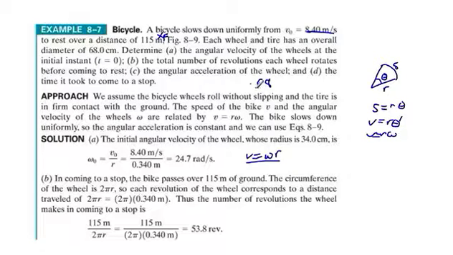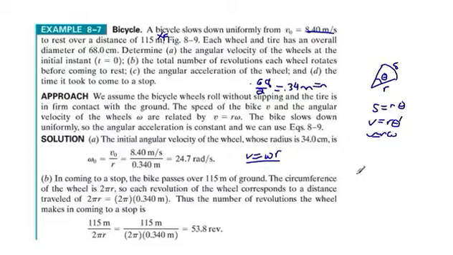0.68 divided by 2 is going to be 0.34 meters for the radius here. Okay? Part B said calculate the total number of revolutions each wheel rotates through before coming to rest.